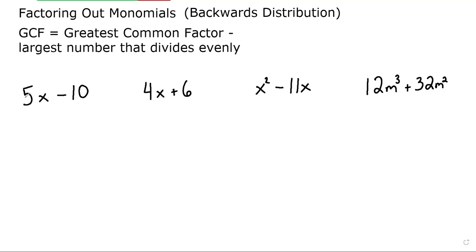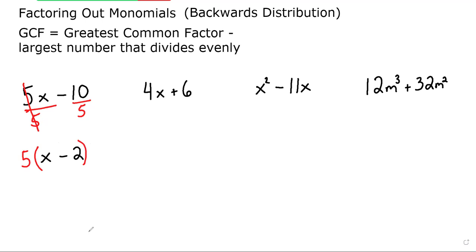I know that the number 5 divides evenly into 5 and 10. So I can actually divide out 5 into both, because 5 divided by 5 cancels out to 1, and then 1 becomes invisible in math, so we just get x. And then 10 divided by 5 is 2. Now, where does that 5 go? That 5 is what goes on the outside, like that.